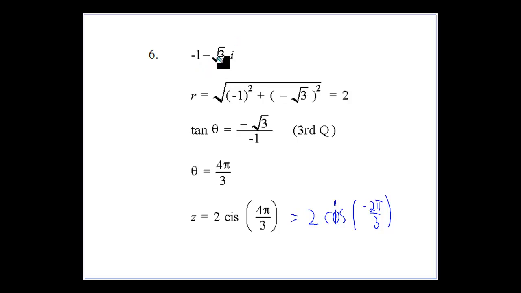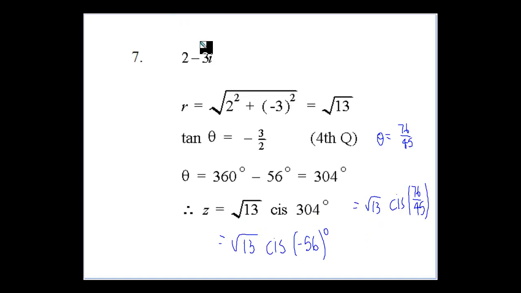1 minus root 3i. Again, substitute those values into the square root of the parts squared there, and that gives us 2. Tan theta is going to be inverse tan of root 3 on minus 1, and we can see it's in the third quadrant, so we get 4 pi on 3, pi plus pi on 3. So there, that's 2 cis 4 pi on 3, or 2 cis minus 2 pi on 3 with the principal argument.